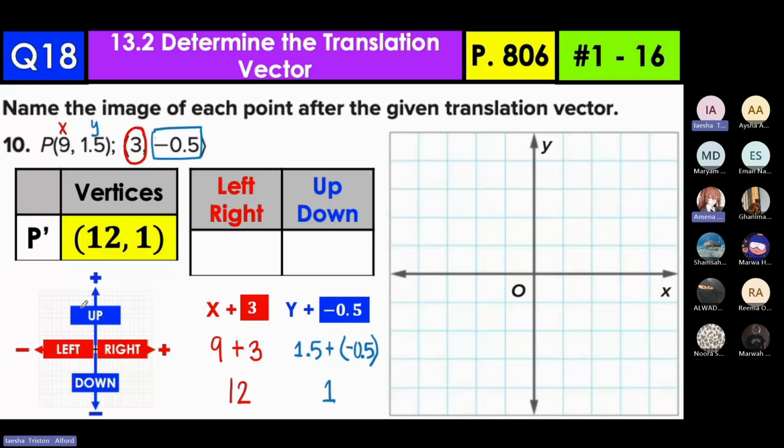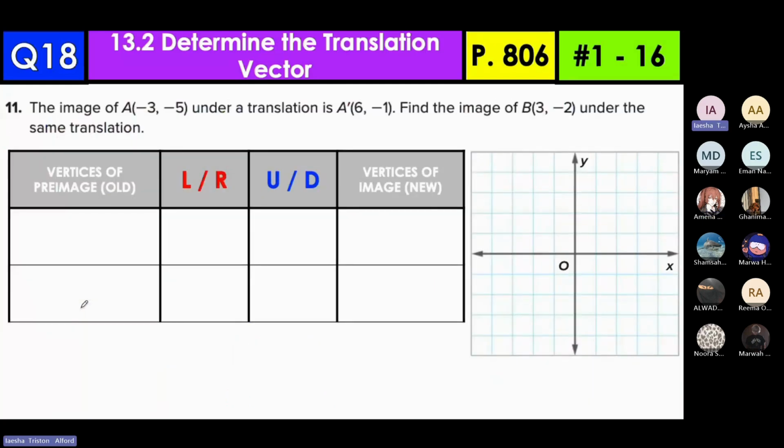Yes. All right. Let's get into some more word problems, okay? So this one, the image A under a translation is A prime. Find the image of B under the same translation. So this is a two-part question. First thing you know is that where is A? A is at negative 3 and negative 5. We already know that A prime should be at positive 6 and negative 1. We're trying to figure out what is the vector.